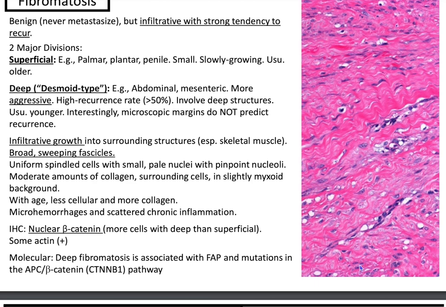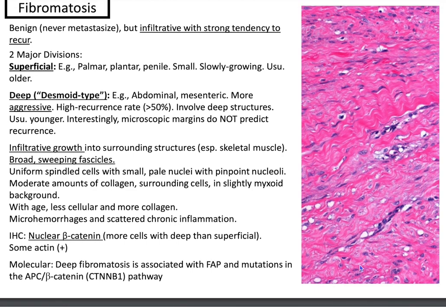It's also important to note, if you sign out a patient as having deep fibromatosis or desmoid type, it can be associated with familial adenomatous polyposis. Again, that's on chromosome 5q21-22, with mutations in the APC beta-catenin pathway.